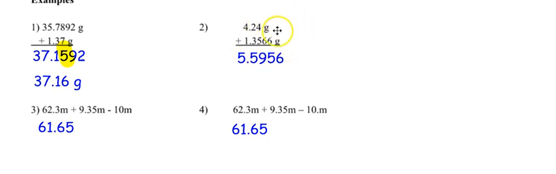Let's look at number 2. Well, this is the hundredth, this is the ten-thousandth again. So which is least precise, the hundredth or the ten-thousandth? Well, it is the hundredth, so I need to round here. So now I need to round up, and what do I get when I round up? 5.60 grams, because you round up and you have to add 1 to the 9, so you get the 6. But notice the 0 is still in the hundredths spot.